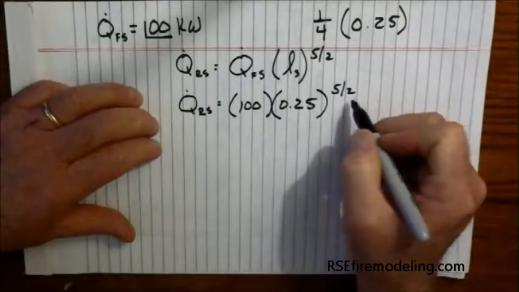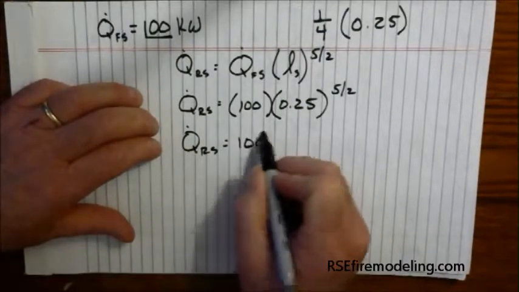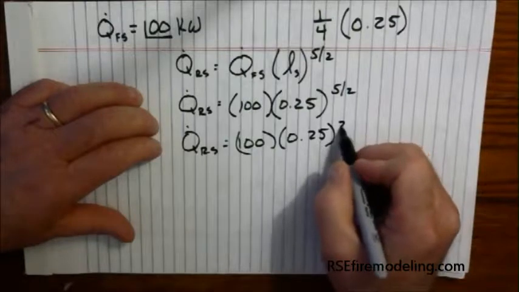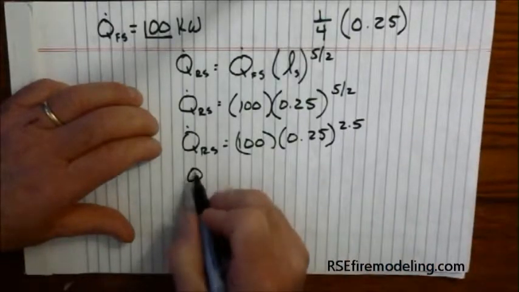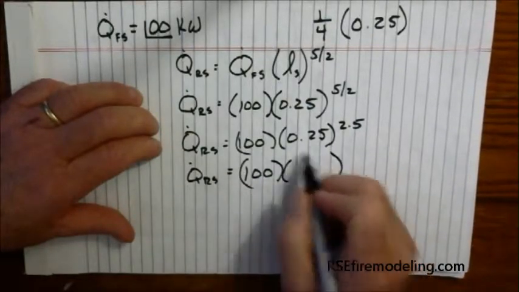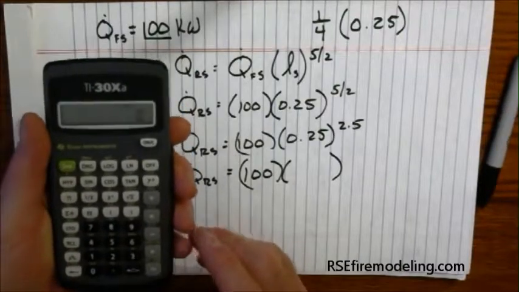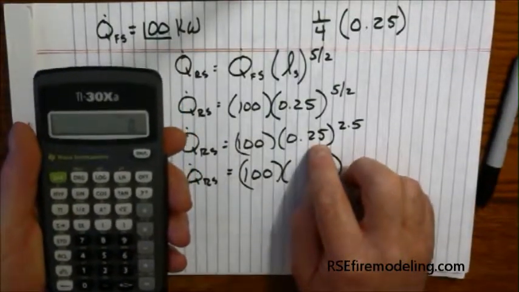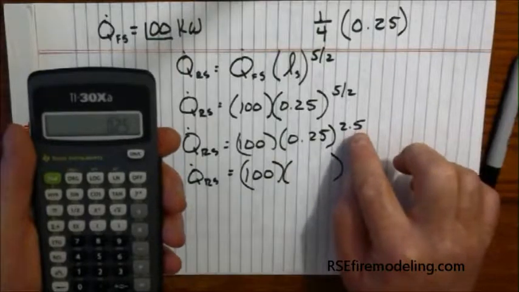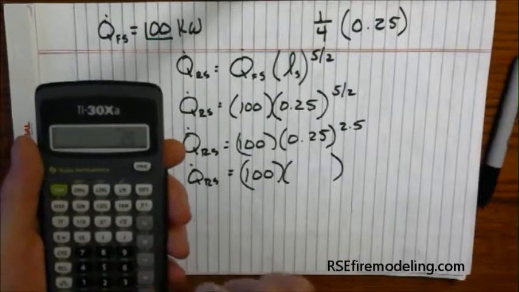To make this easier for calculations, we're going to say that the heat release rate for the reduced scale enclosure is equal to 100 kilowatts times the length scale to the power of 2.5, since 5/2 is the same as 2.5. So let's use the calculator so we can see how to use that. The first thing we put in is our length scale, 0.25, and we want to raise that value to the power of 2.5, so we press y^x and then 2.5 equals.